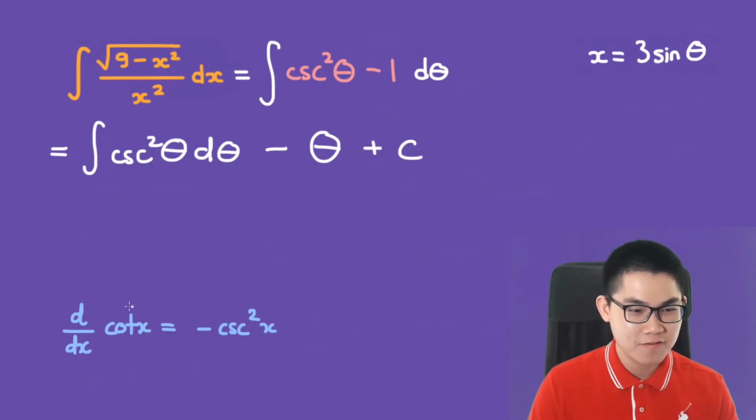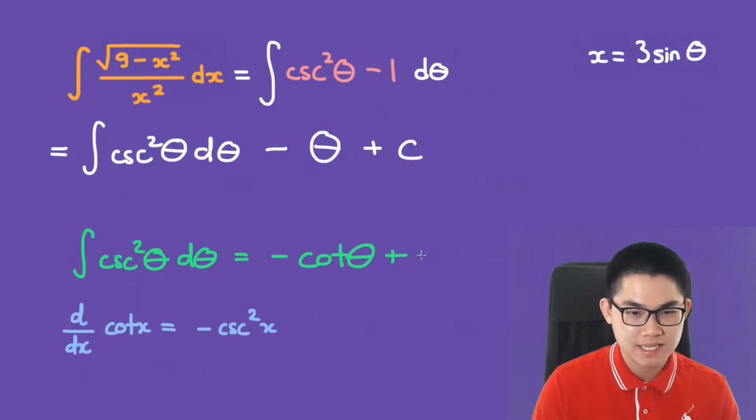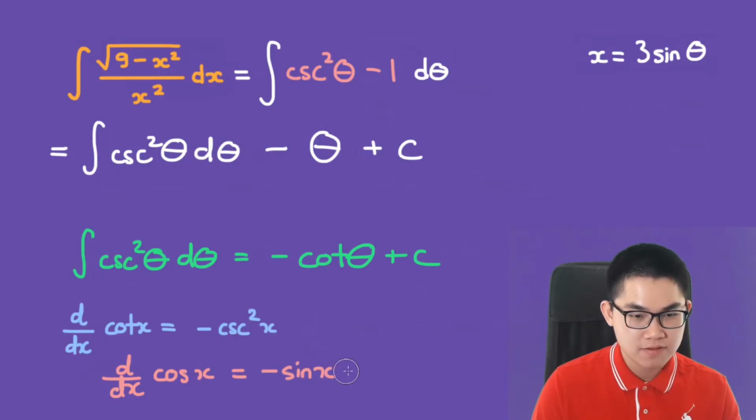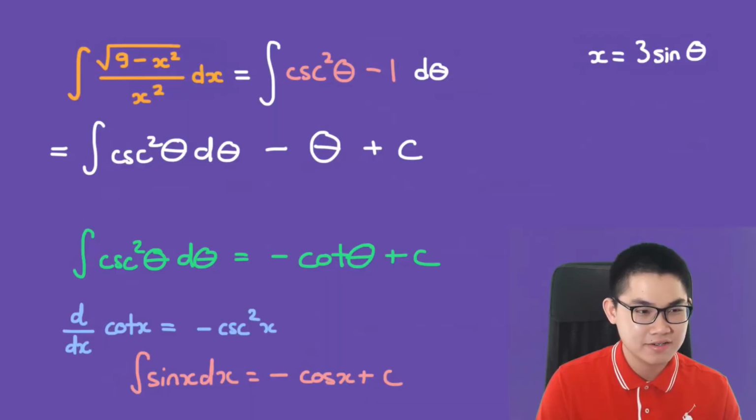Since the derivative of cotangent is negative cosecant squared, then we know that the integral of cosecant squared is going to be negative cotangent plus c. It's like saying, well, you have the derivative of cosine, and that gives you negative sine. This means that if you do the integral of sine, the integral of sine is going to be negative cosine. So the same logic applies here.